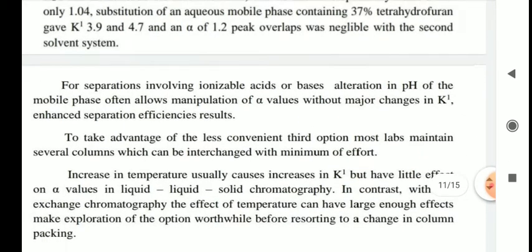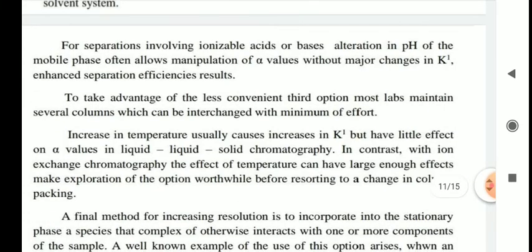and separation is obtained. If you are separating ions, especially ionizable acids or bases, then by changing the pH you can change the alpha value, and the k dash value will not change much, so that the time taken for analysis will always be the same. Only by changing the pH alpha value can be changed. Now the third option is to change the stationary phase, and that you can do only by changing the column.